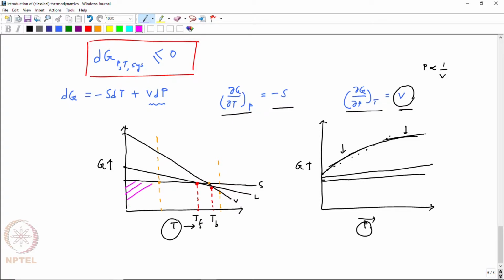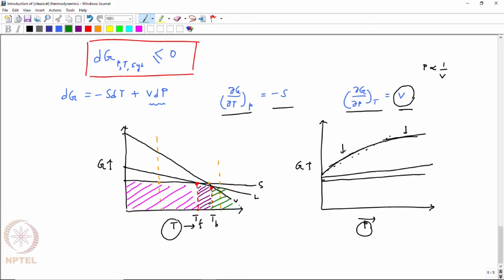So this region, because this curve for the solid actually lies lower, and then there is a region where the liquid is the more stable region. So this region, as you can see, and then above that the gas is the most stable region. So we see in this particular region, the vapor has the least Gibbs free energy. So we see a transition from solid to liquid and liquid to vapor in this diagram, and how we can increase the temperature keeping the pressure constant.